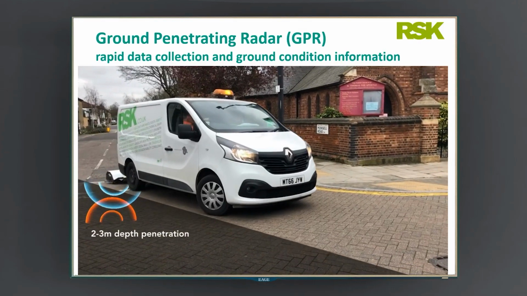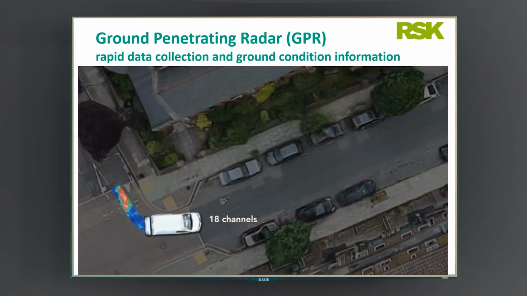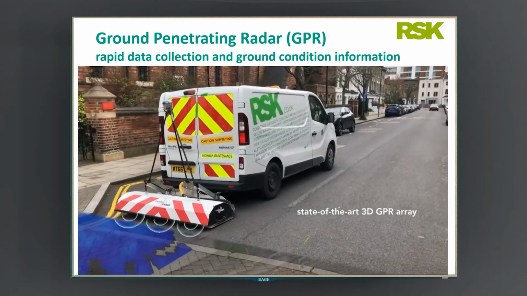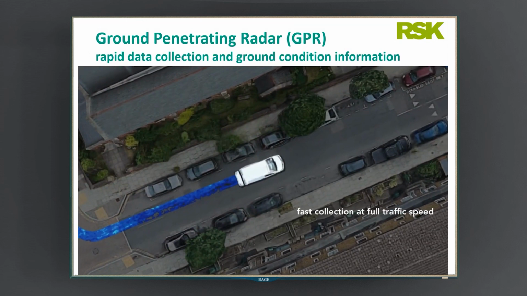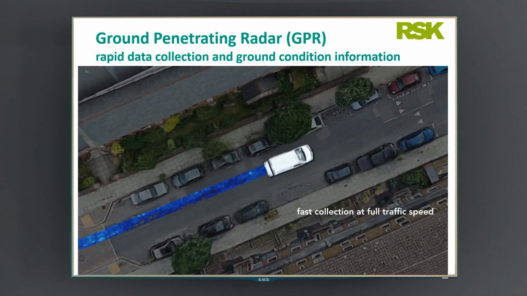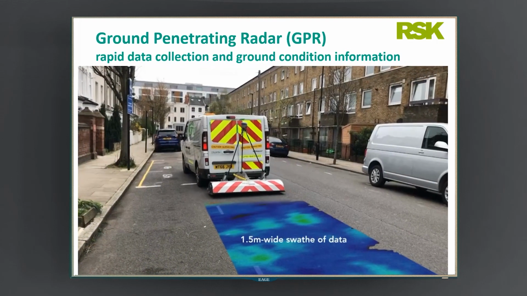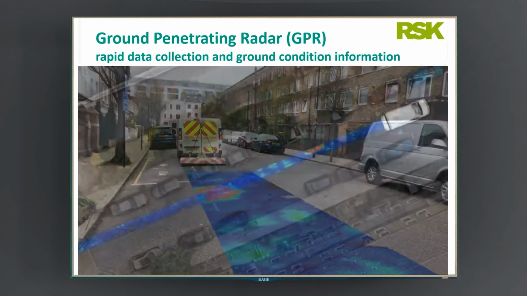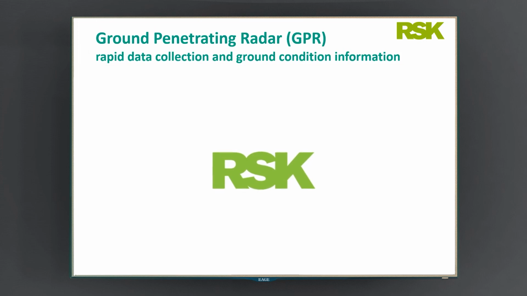Another thing with ground-penetrating radar is that it's a very good example of some of the recent advances in the collection of geophysical data in recent years. The physics of near-surface geophysics hasn't changed, but our ability to collect large 3D data sets quite rapidly across a site has changed. And this gives us very rich data sets to collect things like not just buried surfaces, but also the locations of ground conditions which are anomalous, for example, potential water leaks.